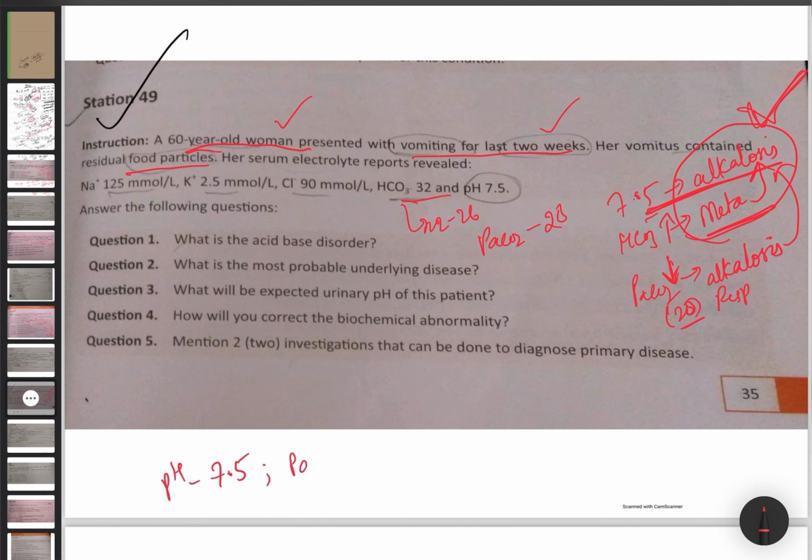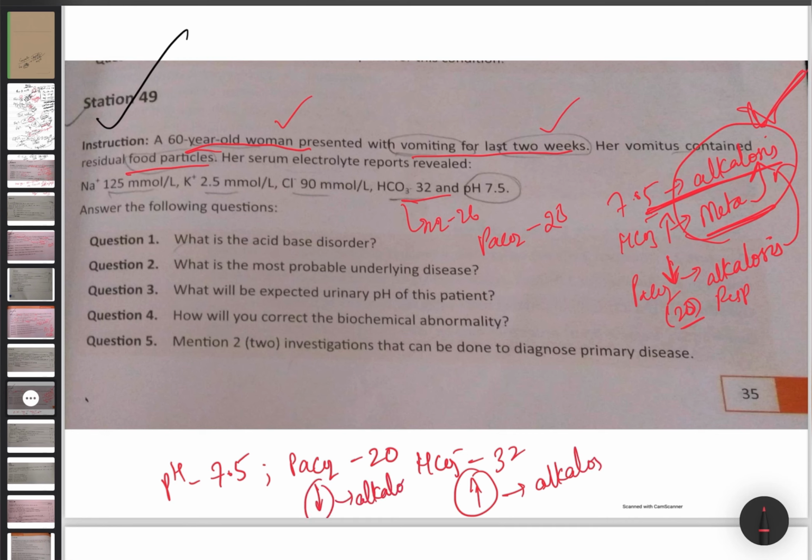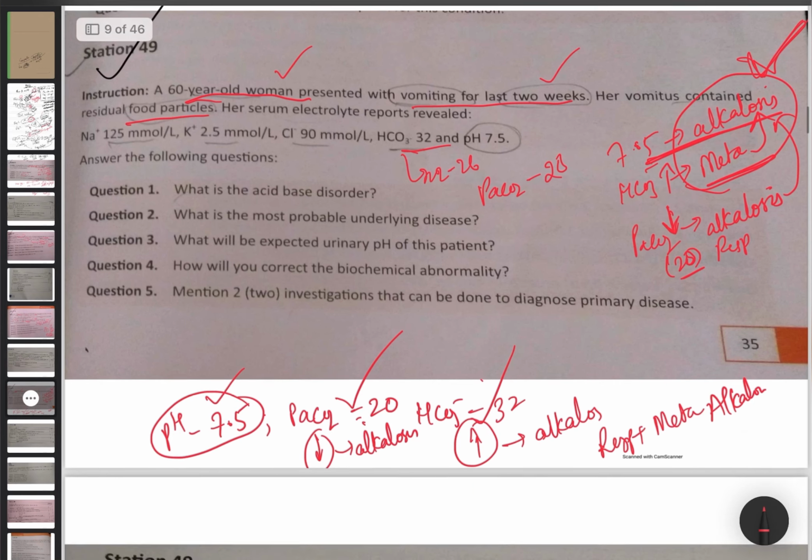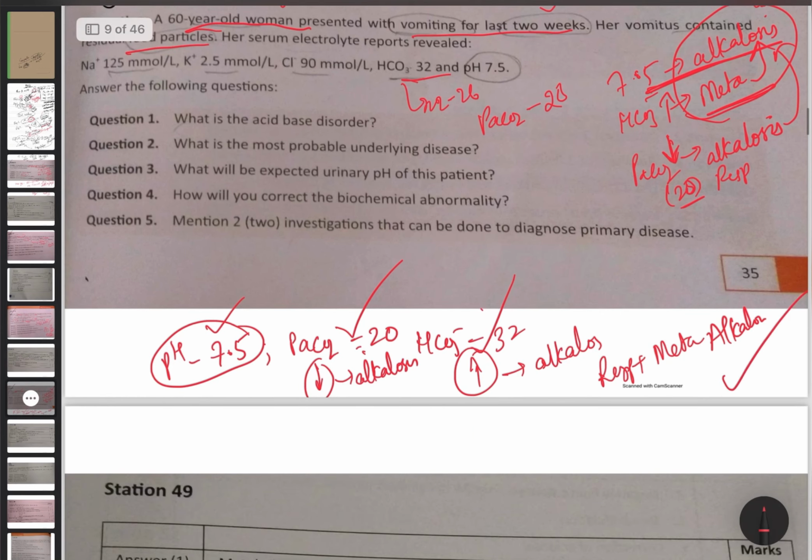Okay, I'm just giving a pH of 7.5. Again I'm explaining. PaCO2 of 20, bicarb of 32. Bicarb is high, that means alkalosis. PaCO2 is low, that means alkalosis. pH is already alkalotic. We have to determine the final diagnosis based on pH only. See, it is alkalosis. We have to see what is contributing. Yes, the metabolic part is contributing. Yes, the respiratory part is contributing. So this is mixed respiratory plus metabolic alkalosis. That's it.